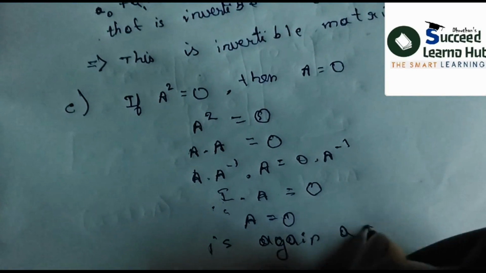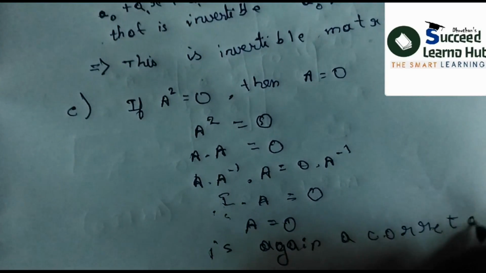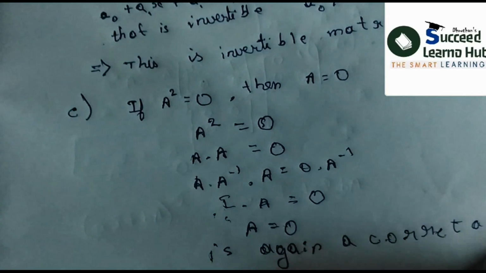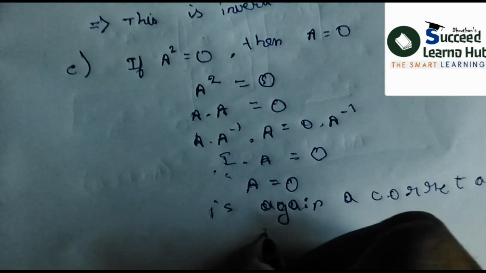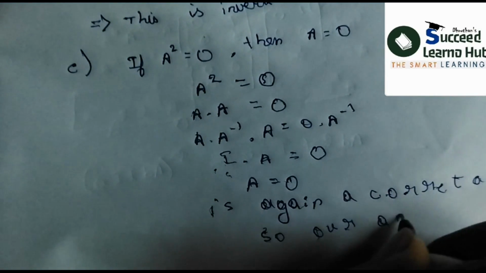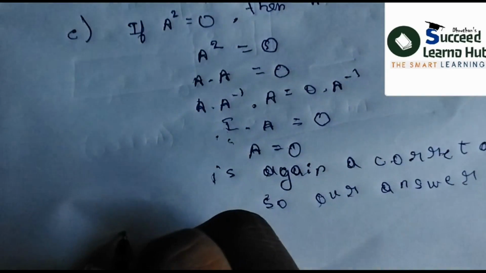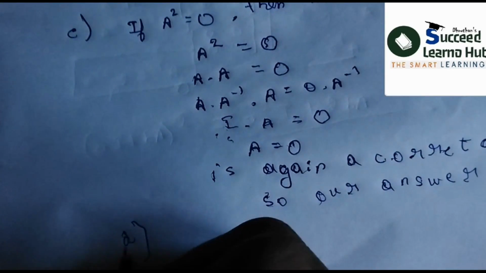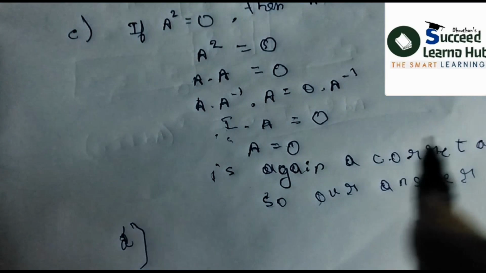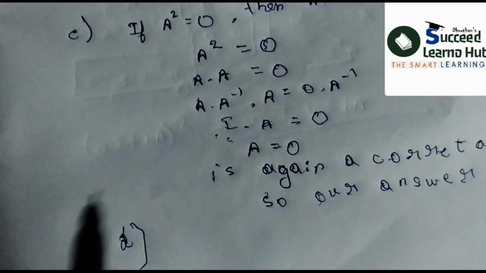Again a correct answer. So our answer is none of these, option D, which is none of these. In these type of questions, we need to multiply by the A inverse or whichever matrix comes. Then our solutions become easier.